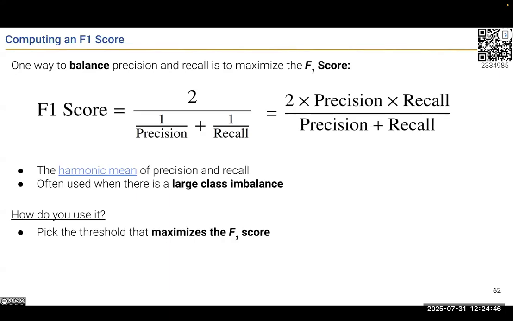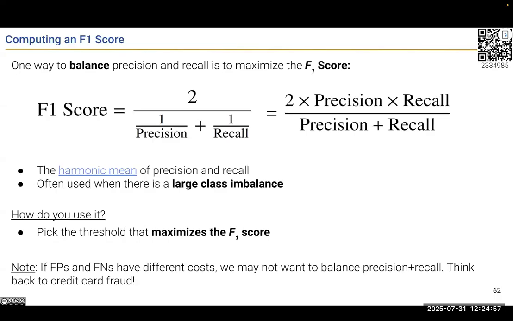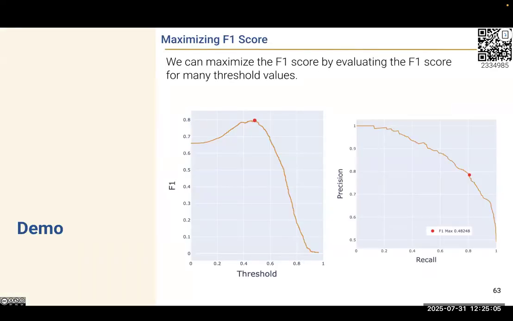You often use it when there is a large class imbalance, like our spam and ham example. And we just pick the threshold that maximizes F1 in this case, again depending on whether you have similar costs for the two errors you can make. So here's an example of how we maximize the F1 score. Here I plot the threshold against F1. I find the threshold that maximizes F1, and on my precision recall curve, this corresponds to about this point right here.